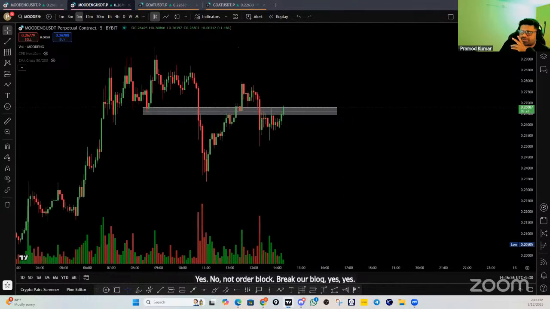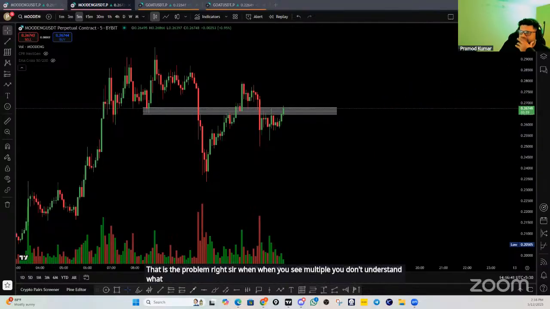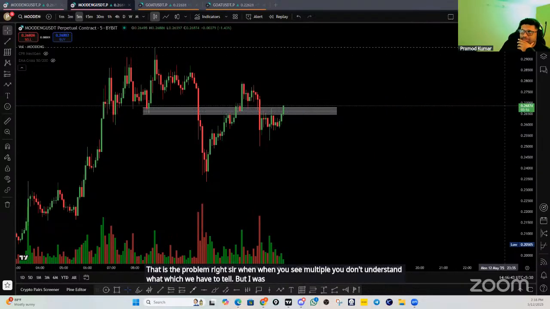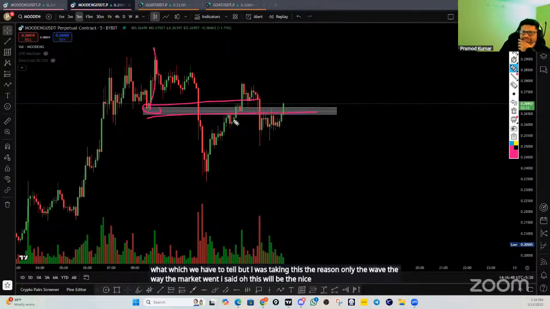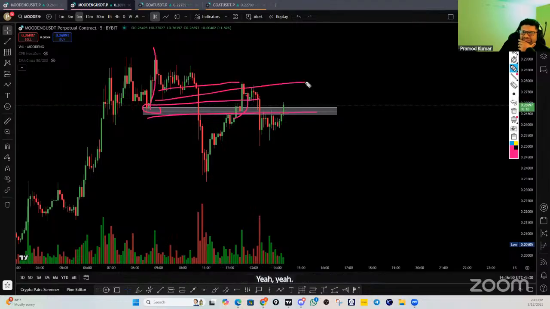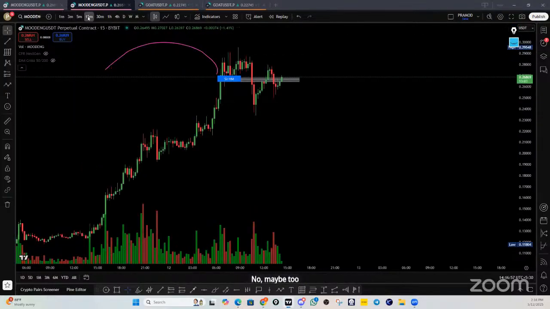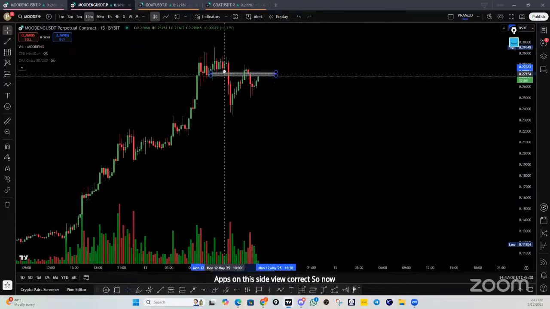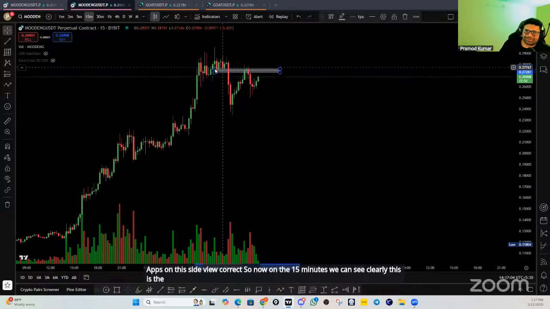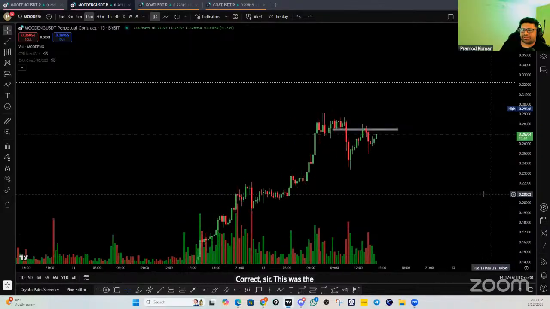That is the problem, right, sir? When you see multiple, you don't understand which we have to take. But I was taking this one, the reason being where the market went. I said, oh, this will be nice. When we got the breakout, then yeah, it can be this one also. Maybe too much liquidity built in here. Ups on this side, correct. Now on the 15 minutes, we can see clearly this is where the market was rejecting too many times. Correct, sir. This was actually the breaker block on the 15-minute.